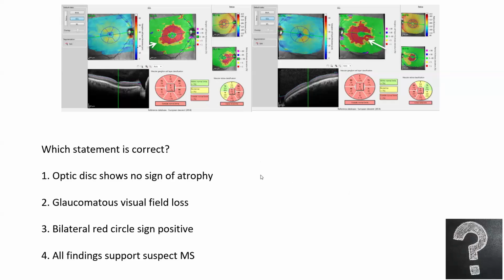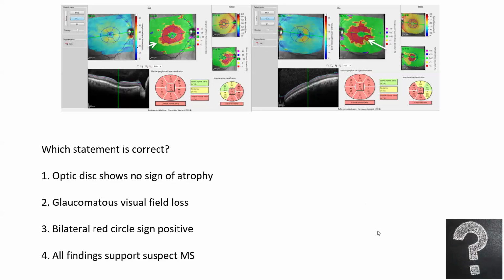So which answer is correct? It's a bilateral red circle sign. It's correct, and all findings support the suspected multiple sclerosis. Yes, we thought the same. But of course, when you do the workup, you don't stop with our OCT toolbox.